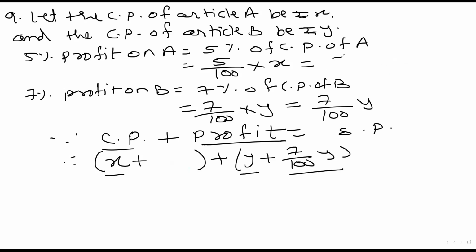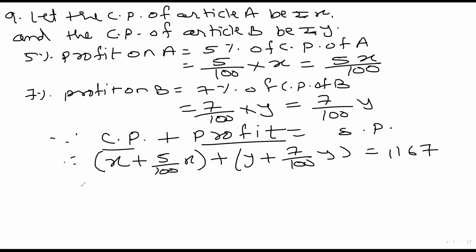In fact, it's okay if you don't simplify it. Why do I tell you to keep 5x upon 100? The reason is, you anyways have to find the LCM, correct? So don't complicate things. Let it be, I'll write 5 upon 100x. Right? So what is the SP? Tell me, what is the selling price? 1167.